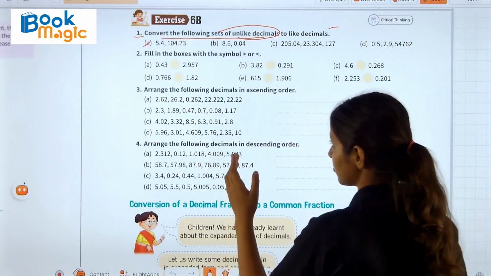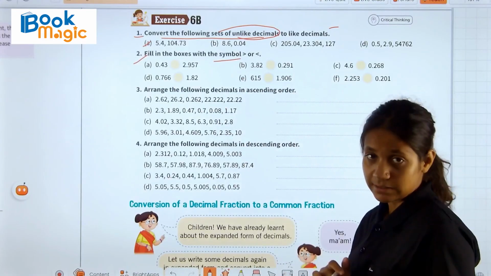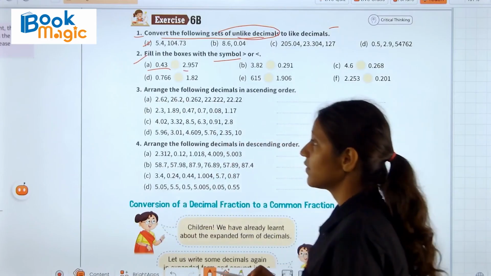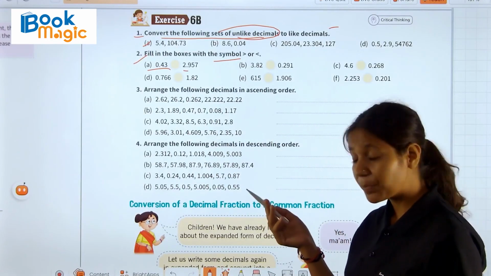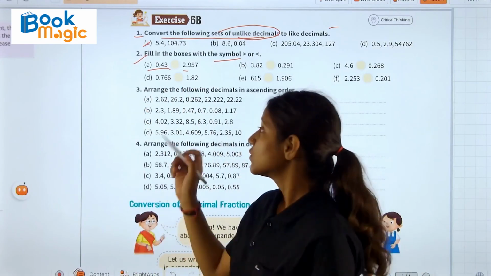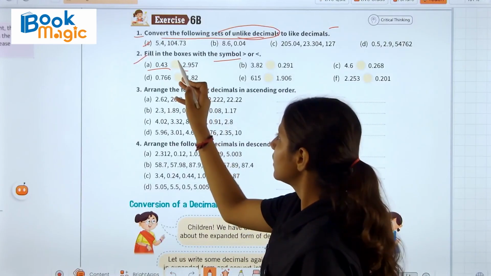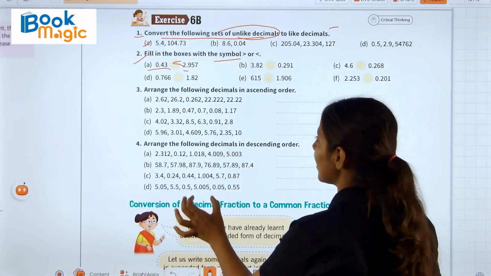Now we have question number 2. Fill in the boxes with the symbol greater than or lesser than. So here it is 0.43, it is 2.957. We can judge them by just seeing the whole number part. It is having 0, it is having 2. We all know 0 is lesser than 2. So we will make here the sign of lesser than. Sorry, it's greater than. Here it is lesser than.